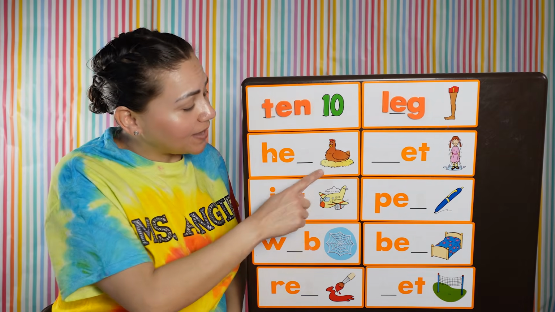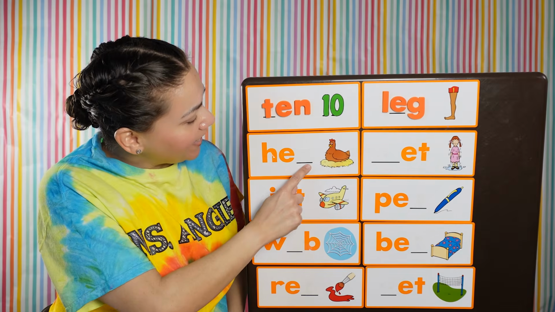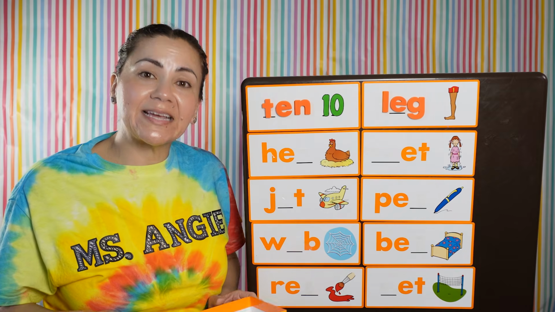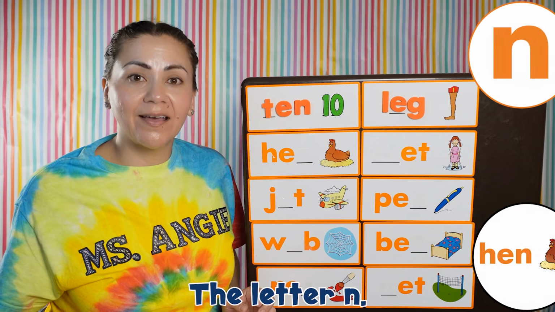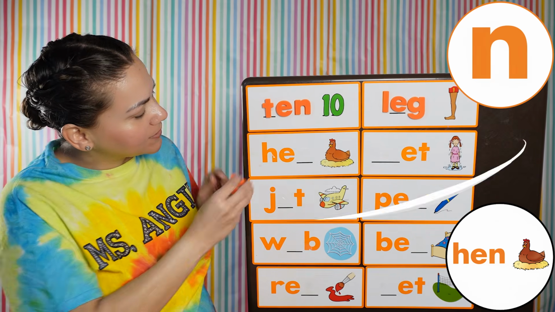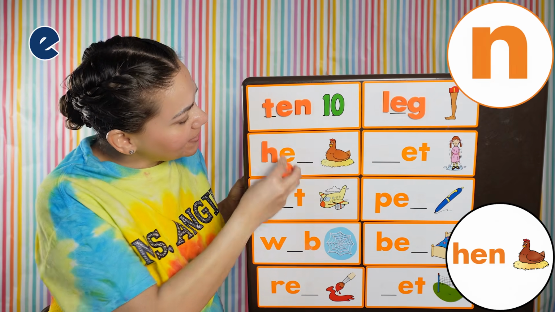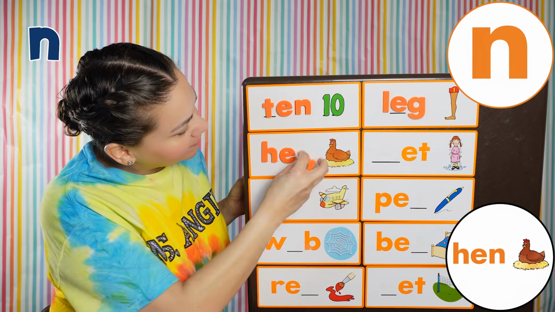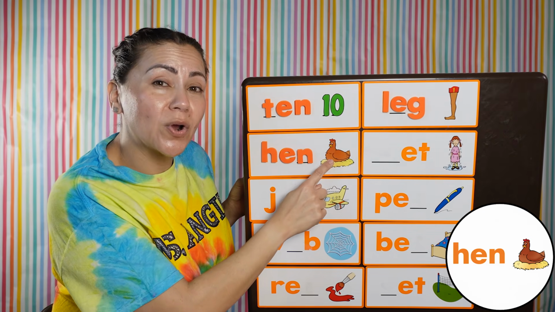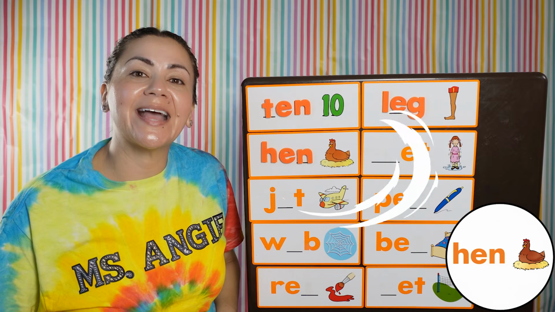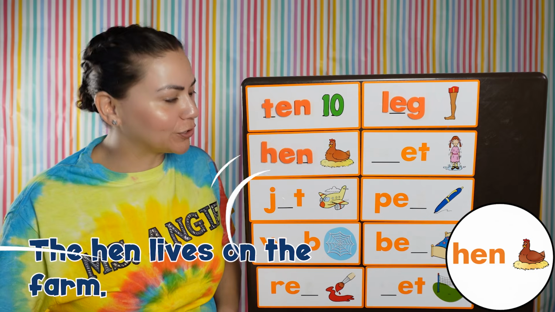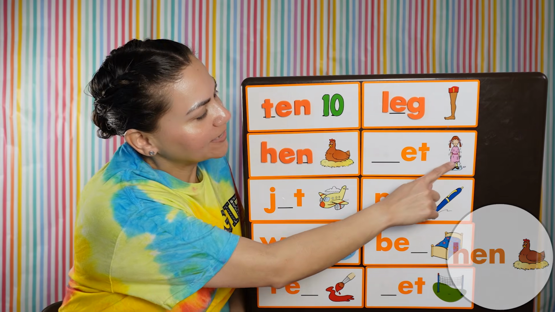This is a picture of a hen. Hen is missing a letter right there at the end. Which letter is missing here on the hen? The letter N. That's right, the letter N. Hen is spelled H-E-N. That's hen. Now let's make a sentence with the word hen. Can you say, the hen lives on the farm? The hen lives on the farm. Good job. Let's go to the next one.